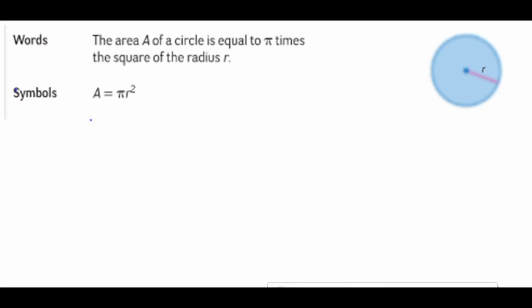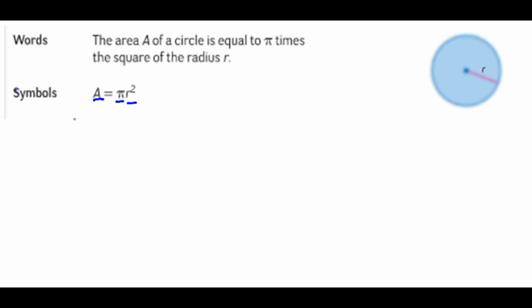Hello students, in this lesson we'll be learning about areas of circles. The formula for the area of the circle is A equals pi r squared.